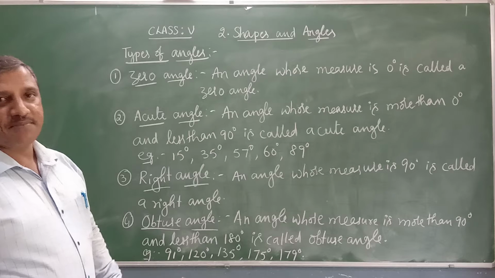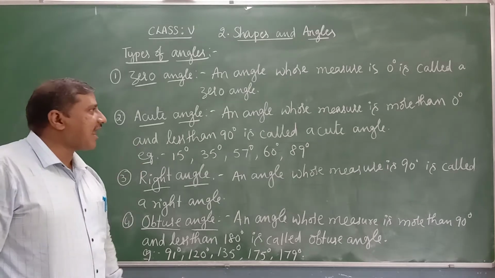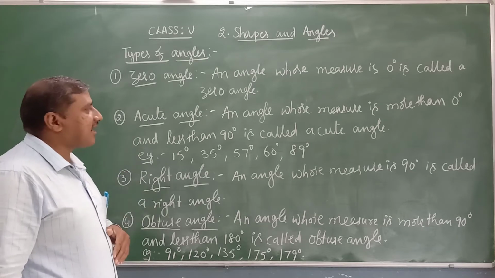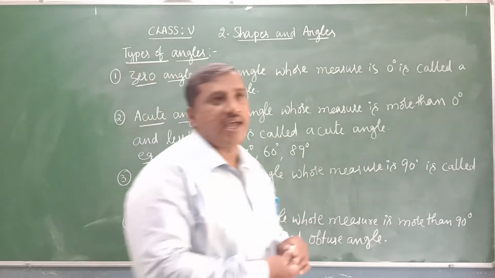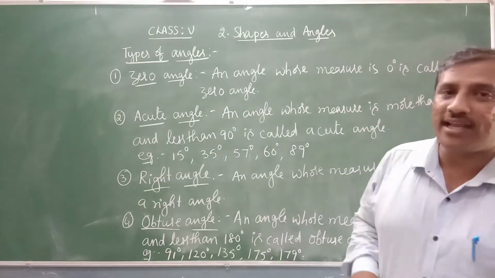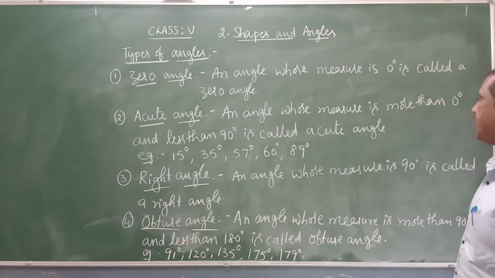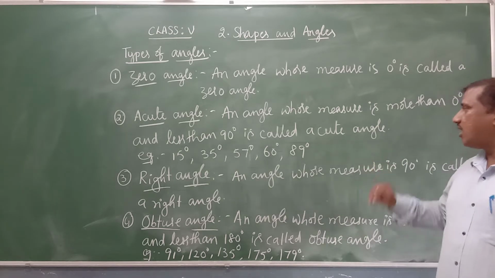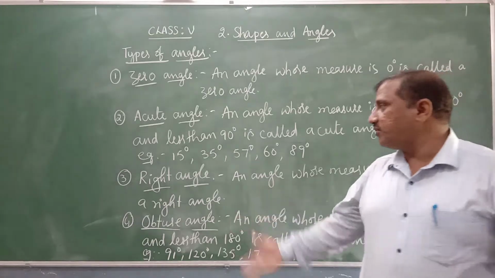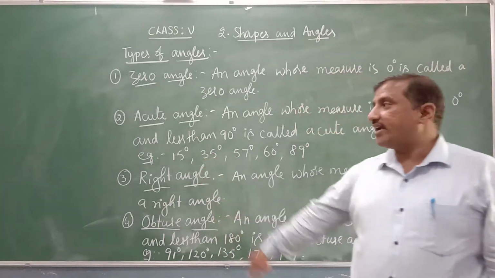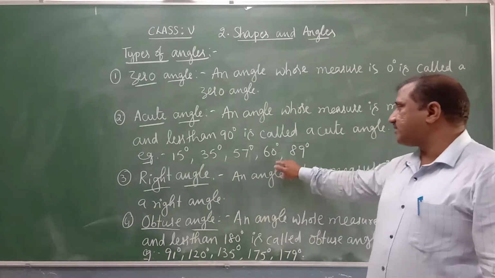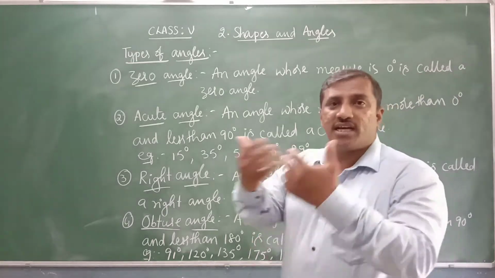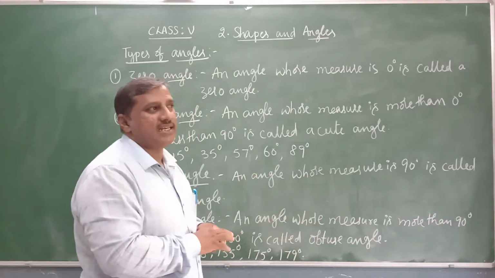The second type of angle is acute angle. An angle whose measure is more than 0 degrees and less than 90 degrees is called an acute angle. Yes children, what is an acute angle? An angle whose measure is more than 0 degrees and less than 90 degrees is called an acute angle. Examples: 15 degrees, 35 degrees, 57 degrees, 60 degrees, 89 degrees. All of them are more than 0 degrees and less than 90 degrees.